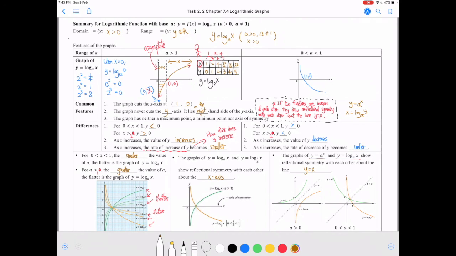The last step, what should we do? We swap x and y, right? You become me, I become you. So x becomes y, y becomes x. So y equals log base a of x. So you can see this function and this function are actually inverses of each other. Okay, and that's why they show reflectional symmetry about the line y equals x.